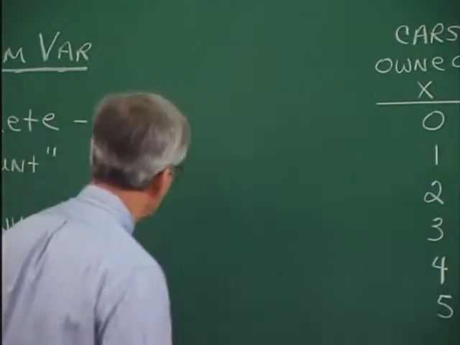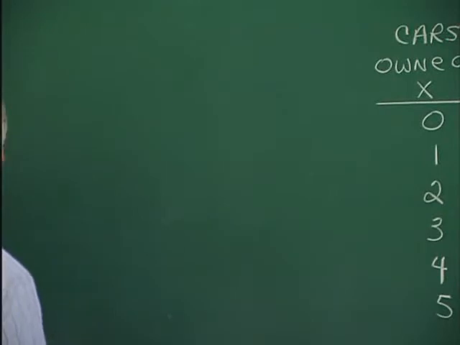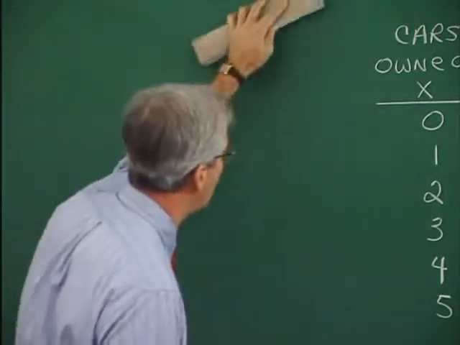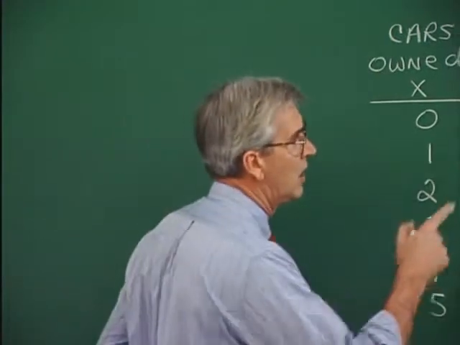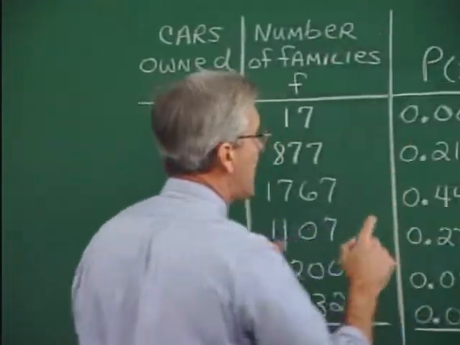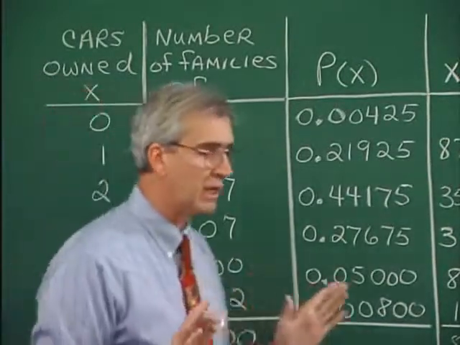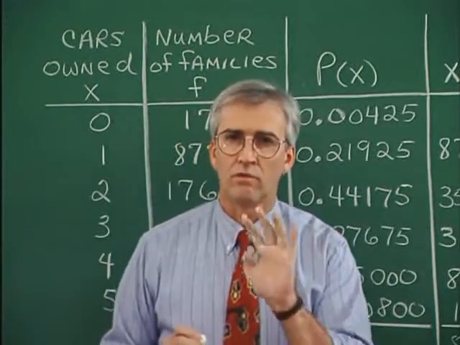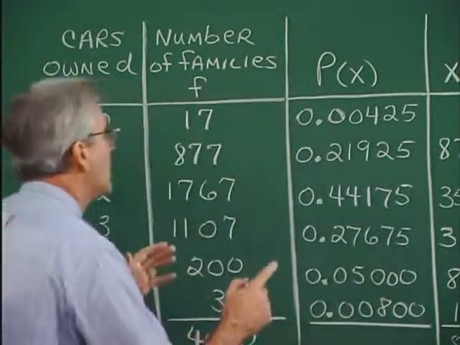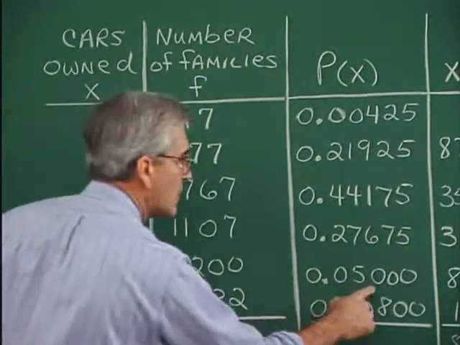I want to talk about mean and standard deviation from what we discussed before. But before I do that, I'd better make sure we understand the notion of probabilities over here, this P of X. If we ask ourselves, what's the probability that a family selected at random will own 4 automobiles, then all we do is take 4 automobiles, and here's the probability associated with that.